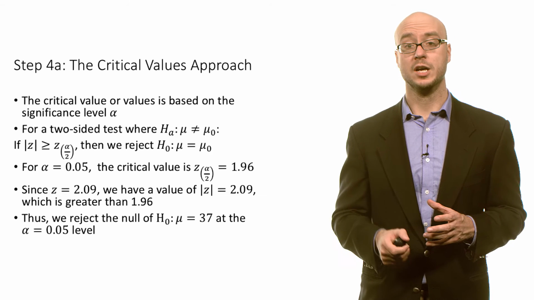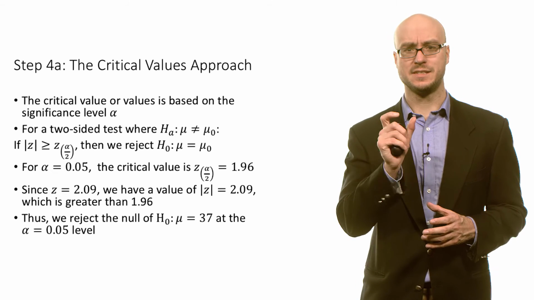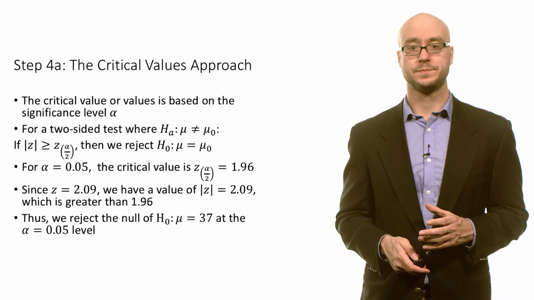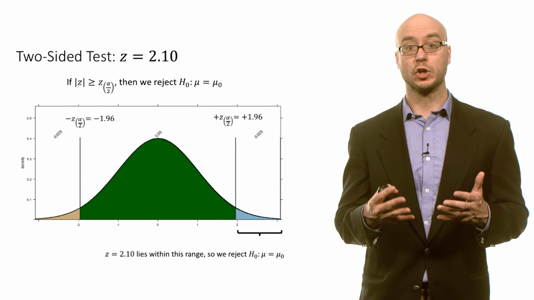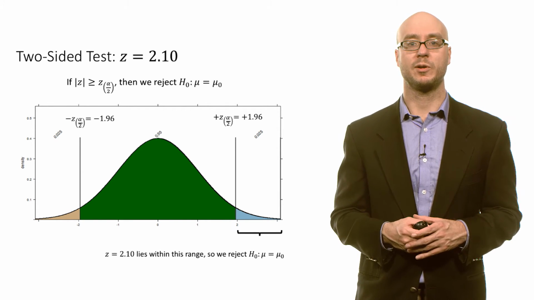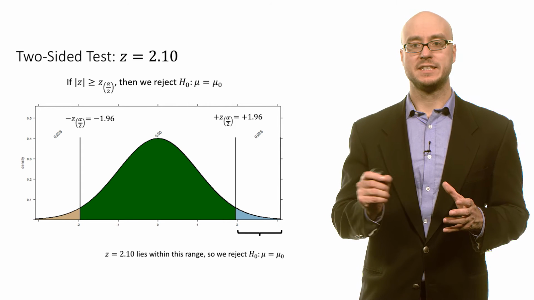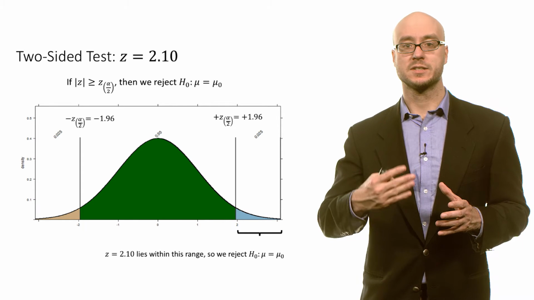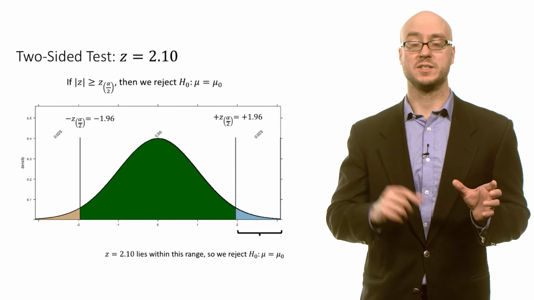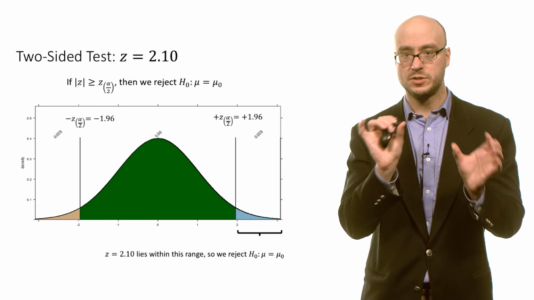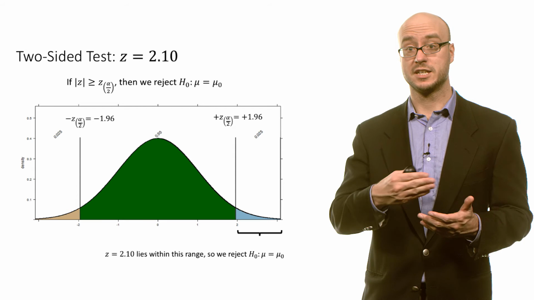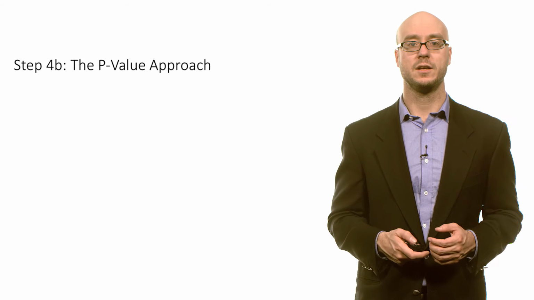To put it another way, our z-test statistic lies in that rejection region on which we base our critical value. All right, so we can look at this. For a two-sided test where the z-test statistic is roughly 2.1, 2.09, if we have a z-test statistic greater than 1.96 or less than negative 1.96, or equal to negative 1.96 or positive 1.96, if it lies in those two tails, right, then we reject the null. And in fact, in this case, our test statistic is greater than 1.96, so we reject the null.